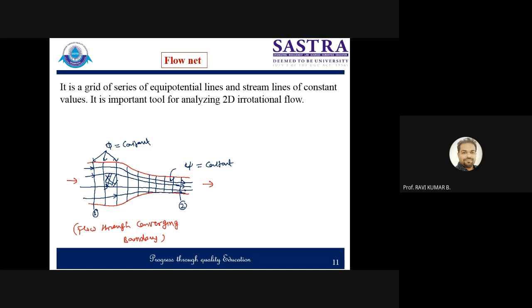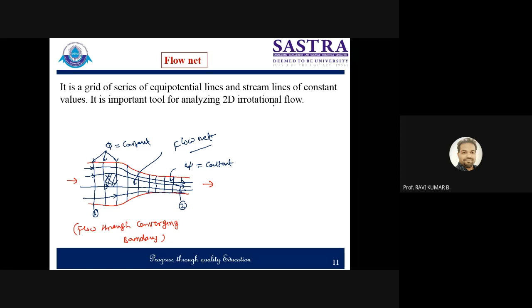So as this was a solid pipe, and within that we got all this flow phenomena, or we can say flow simulation, we can easily visualize it with the help of constant phi and constant psi lines, and this complete setup is known as flow net. So flow net will be useful for analyzing two-dimensional rotational flow.